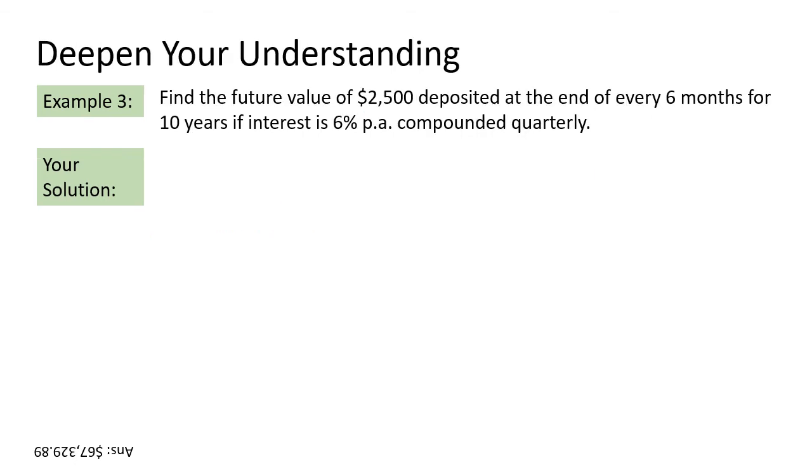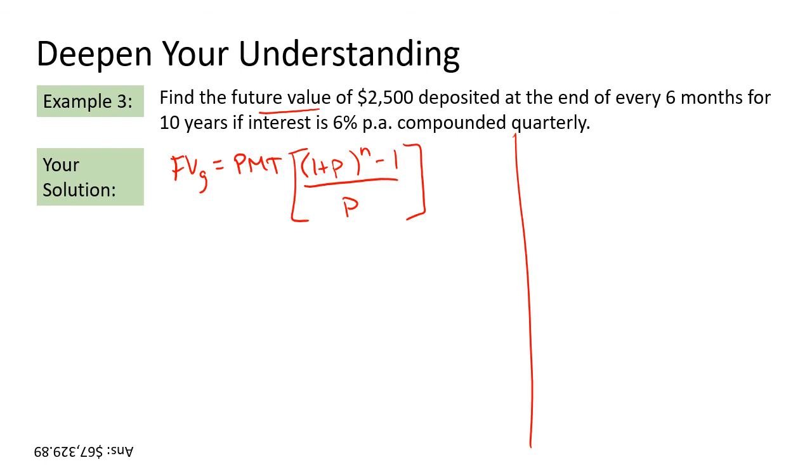So let's look at one more example. Find the future value of $2,500 deposited at the end of every 6 months for 10 years if interest is 6% per annum compounded quarterly. I've noted that you're finding the future value here. So you start with the formula. Future value is equal to the payment times 1 plus your equivalent interest rate, P, to the exponent n minus 1, divided by that equivalent interest rate, P. So let's look again on the side at what we know. Our payment is given in the question, $2,500.